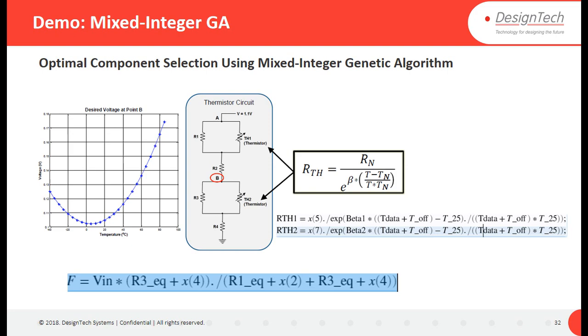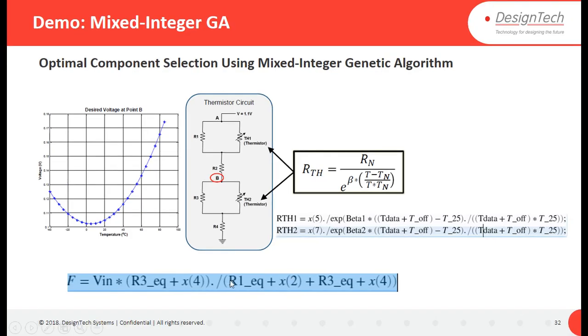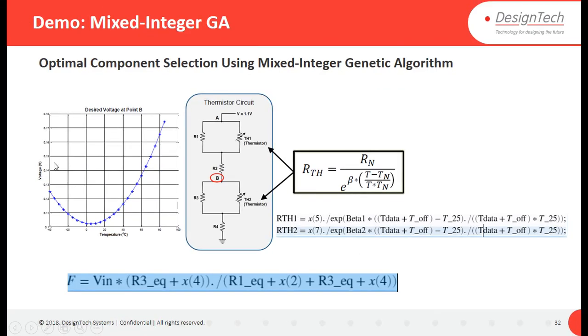Okay, and what are the parameters? What we have to optimize basically here is the residual error. This is my objective function: subtract the original voltage which we have to achieve here, the data we have, and we have to minimize that. So this is our objective.